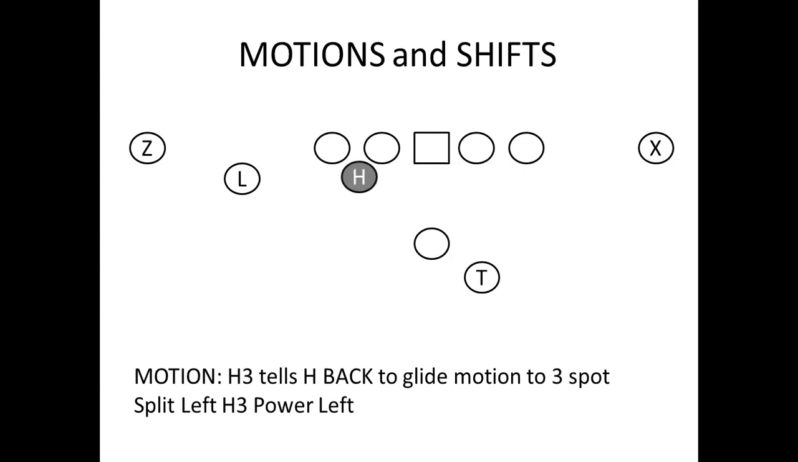So there it is, split left, H3, power left. Next motion is H5. So H-back glides to motion to the 5 spot. Split left, H5, outside zone left. So now he's all the way to the hip, outside, and we want to run outside zone.